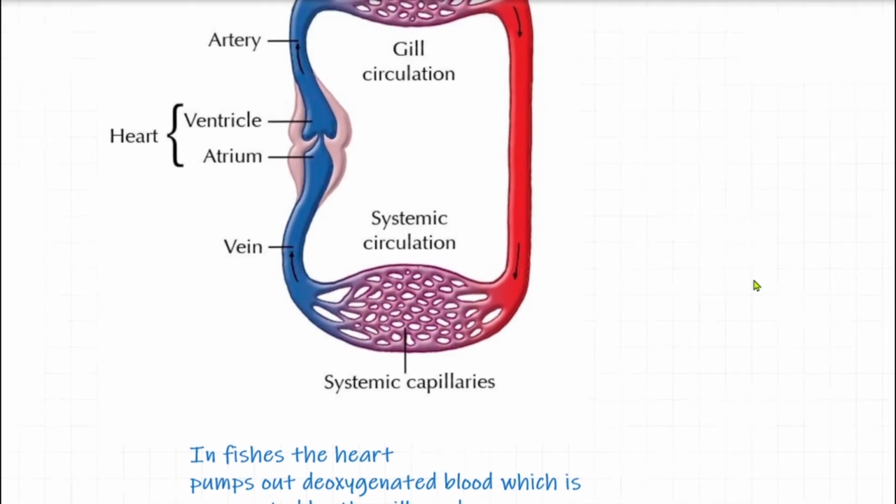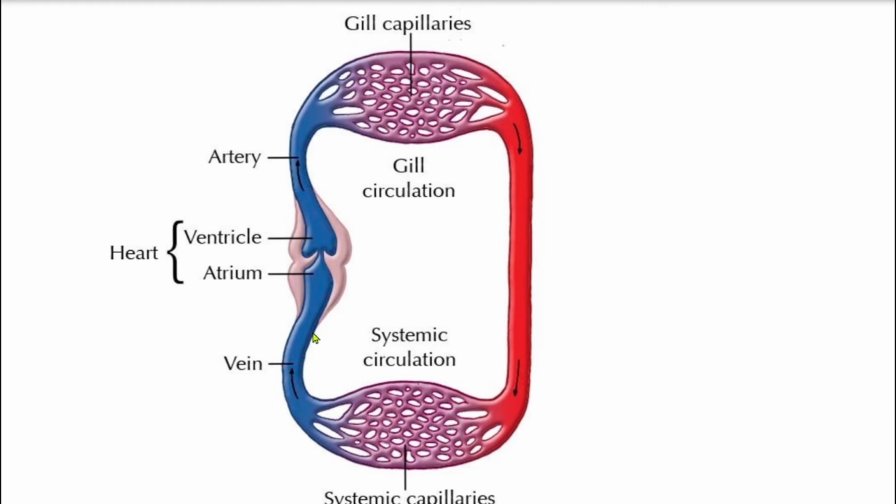Students, there are two types of circulation. One is single circulation and the second is double circulation. In single circulation, blood passes through the heart only once while completing one cycle of the whole body. Whereas in double circulation, blood passes two times through the heart in completing one cycle of the whole body.